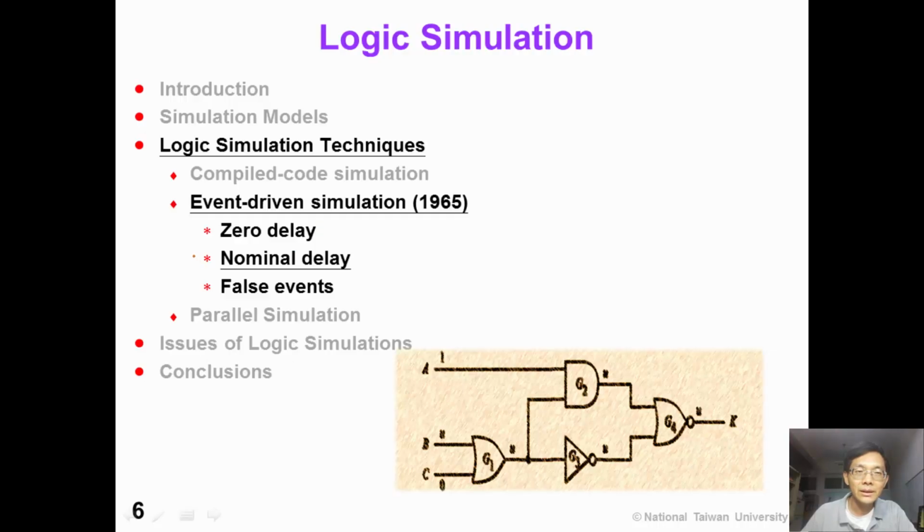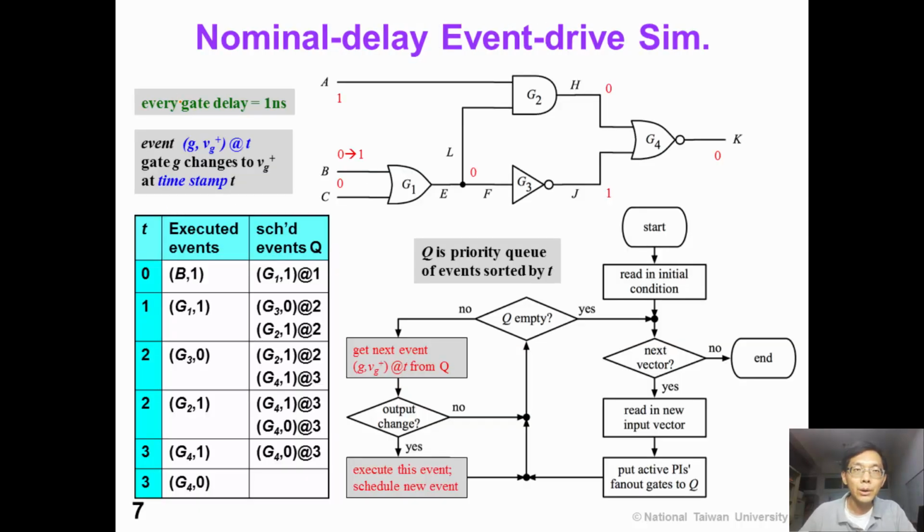Now let's consider non-zero gate delay in our simulation. Suppose that in this simulation, every gate delay has the same nominal delay, 1 nanosecond. Now we denote our event as G, VG plus at T, which means gate G output will change to a new value VG plus at timestamp T.